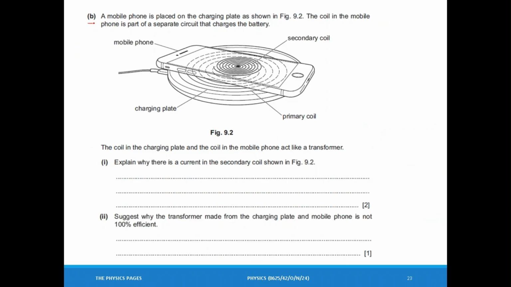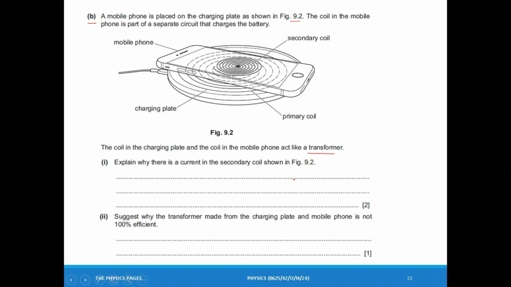Question number 9, part B. A mobile phone is placed on a charging plate as shown in figure 9.2. We can see this is a charging plate and a mobile phone is placed on the charging plate. The coil in the mobile phone is part of a separate circuit that charges the battery. We can see the above one is the coil inside the mobile, and the lower one is the coil of the charging plate. The coil in the charging plate and the coil in the mobile phone act like a transformer.